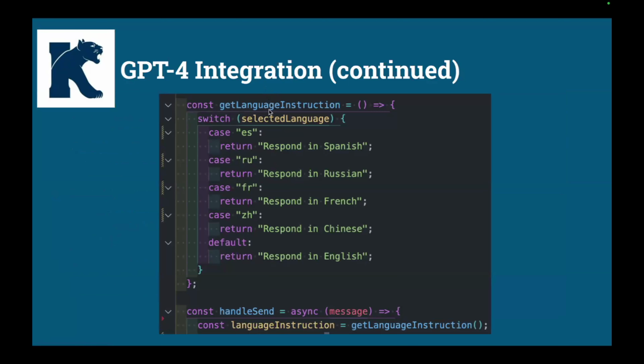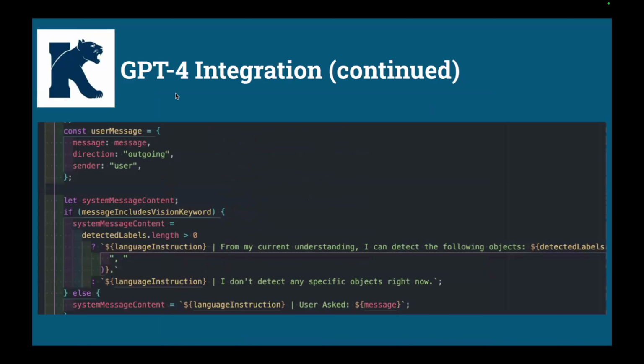Great. So diving a little bit into how it processes the messages. So I use the switch case in order to get language instructions. So depending on the language that you select, it'll respond in the chosen language. And then right down here, we have language instruction. It's going to be equal to the language, get language instruction, which is how it's going to respond. So down over here for the system message content, once it detects the labels, it'll be fed the language instructions. And then from its current understanding, it'll give back the labels that it detects. And it feeds all of this into a prompt into ChatGPT, and it'll respond based off of the language instructions and the labels that it detects.